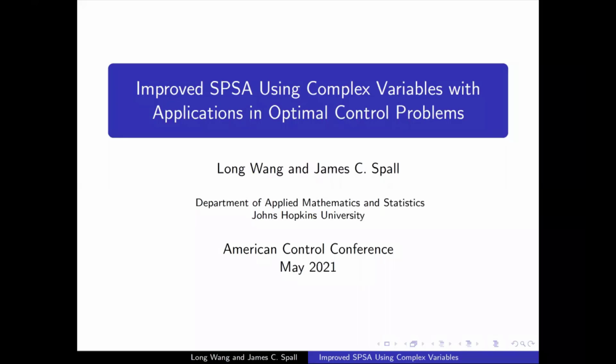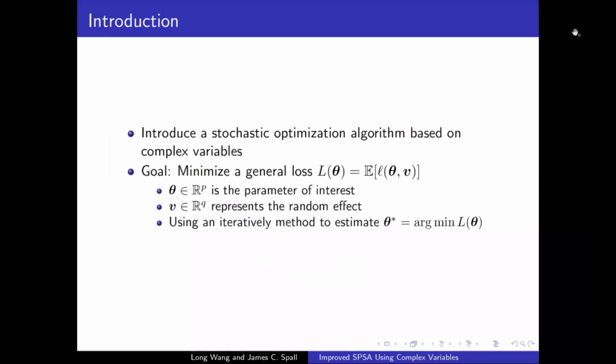In this talk, I'm going to present the work "Improved SPSA using complex variables." This is a joint work with my advisor, James Spall at Johns Hopkins University. So our work introduced a stochastic optimization algorithm using complex-valued variables.